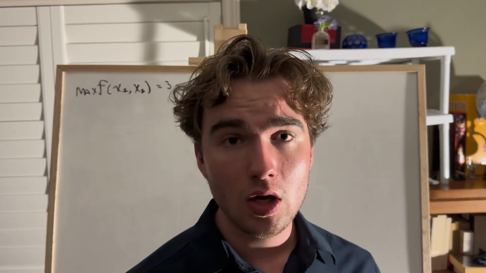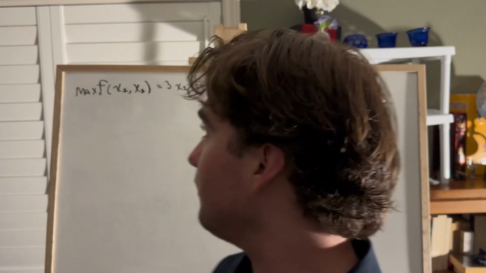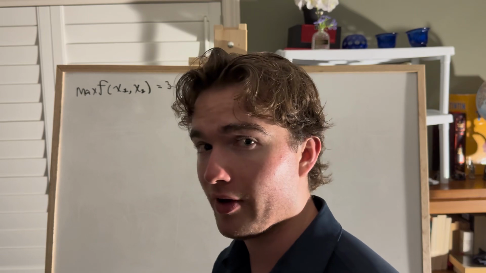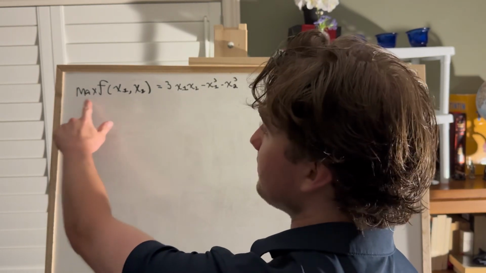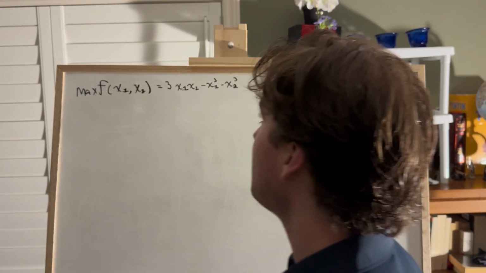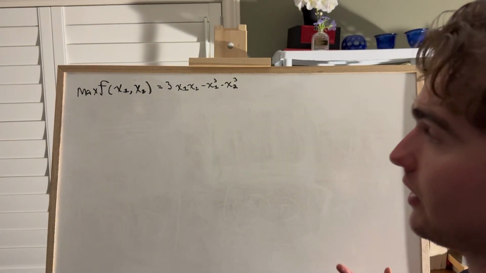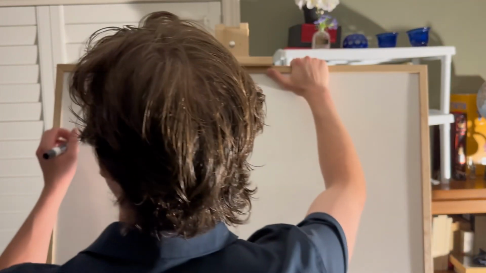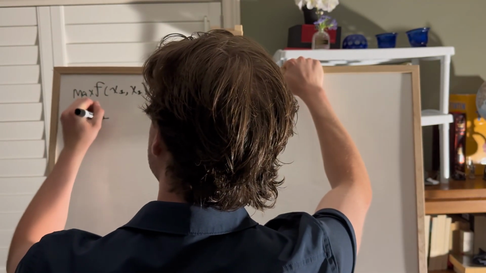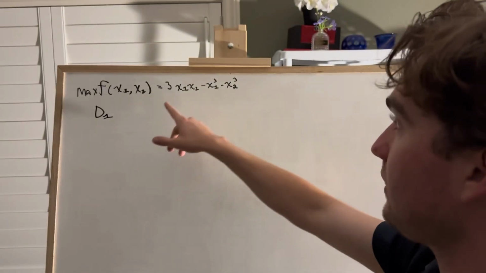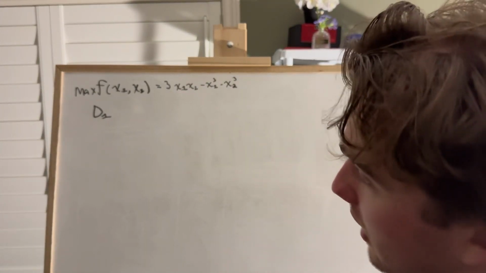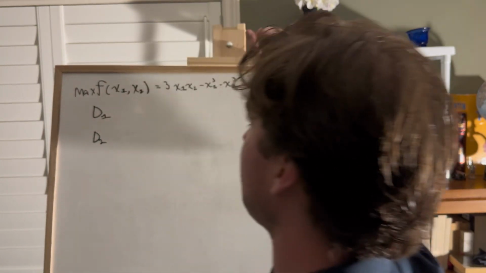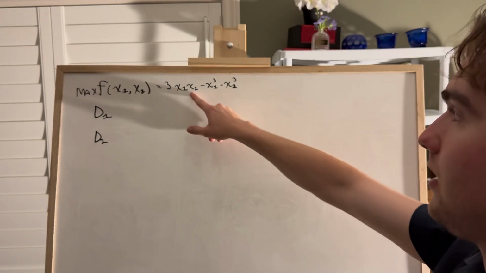Okay, so we're going to be determining if this multivariable equation is a saddle point, and we're going to be maximizing it as it's denoted right there. So our first objective is doing our first order conditions. I'm going to do D1 to signify that I'm doing the first order condition of x1, and D2 to signify that I'm doing x2.